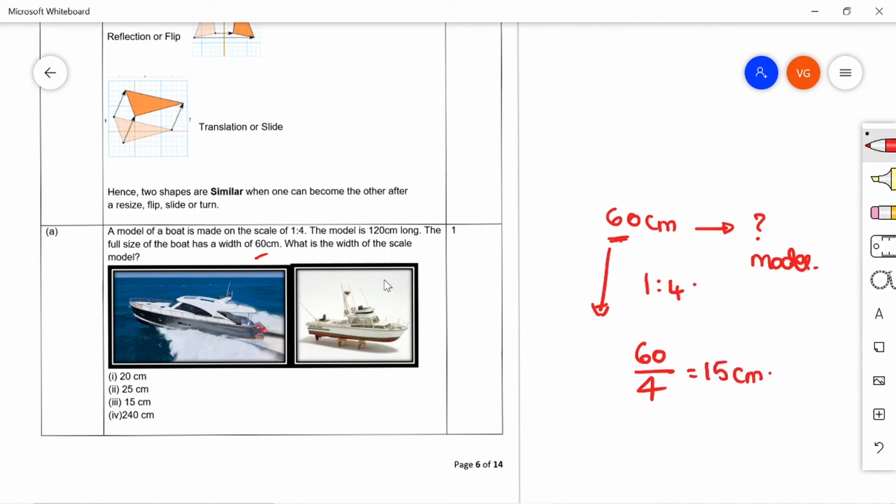It has scaled down to 4 units. So that's why I am dividing 60 by 4. So it has to be 15 centimeters. So out of this, option 3 is correct here.